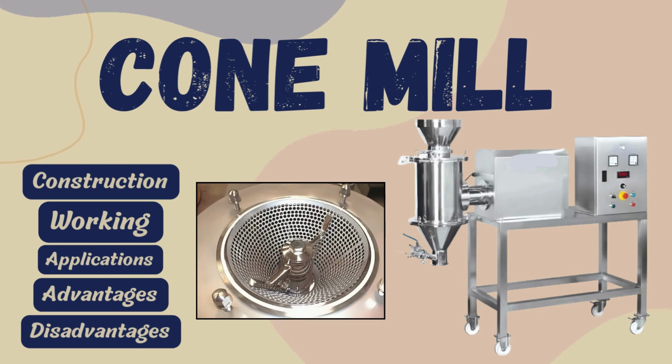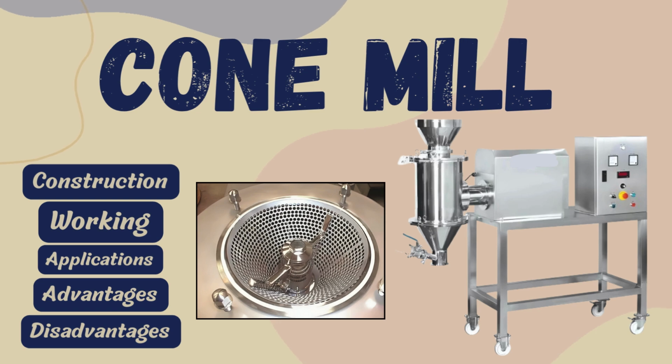Guys, today in this video, we are going to discuss a type of mill, the cone mill. Cone mill is a highly efficient size reduction equipment which is used in industries like pharmaceutical, food, and cosmetics. In this video, we will break it down into construction, working principle, applications, advantages and disadvantages. By the end of this video, you will understand exactly where and how cone mill fits into your production process.